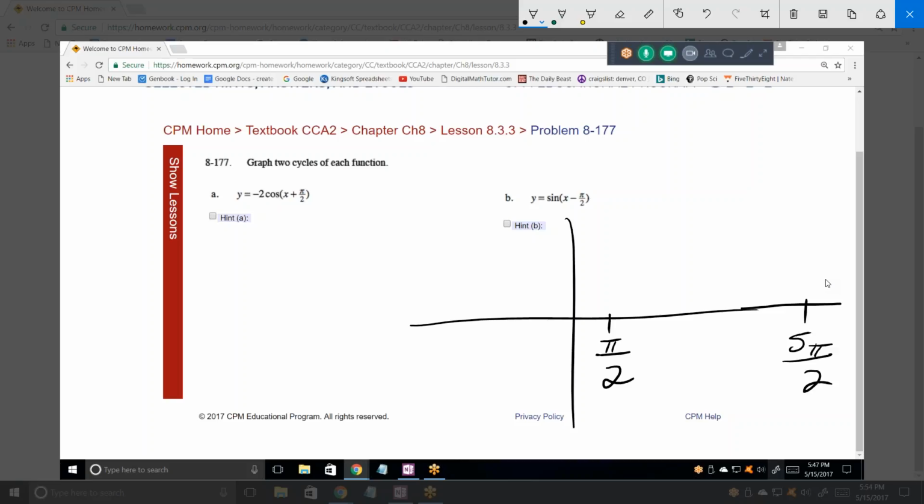What's the midpoint between those 2 points? And the easy way to do that is to add these two numbers and divide by 2. 3 pi over 2. What's that quarter point? Pi. What's this quarter point? 2 pi.